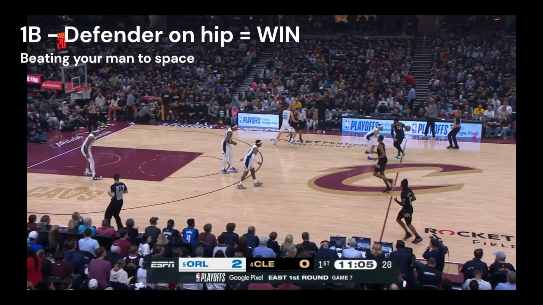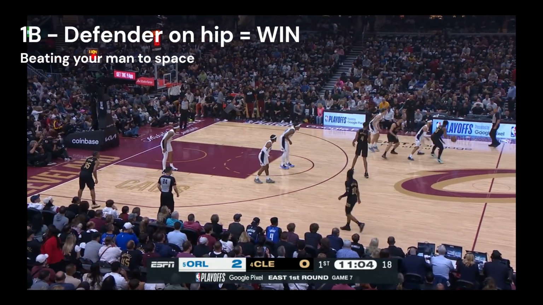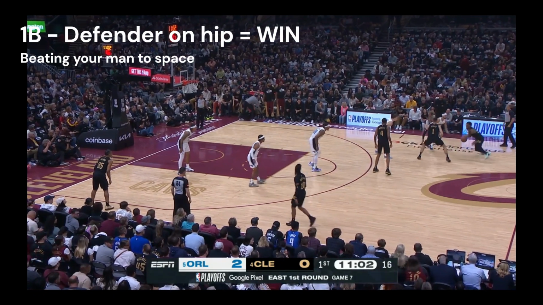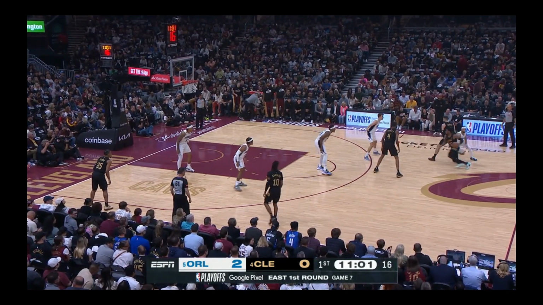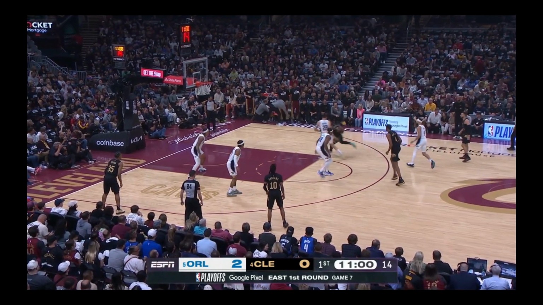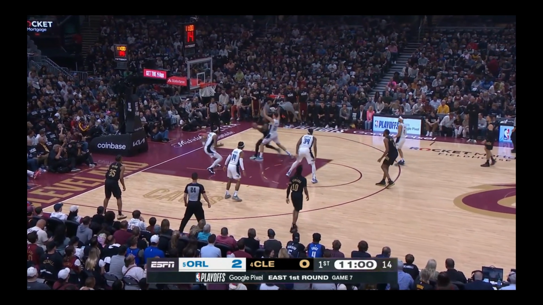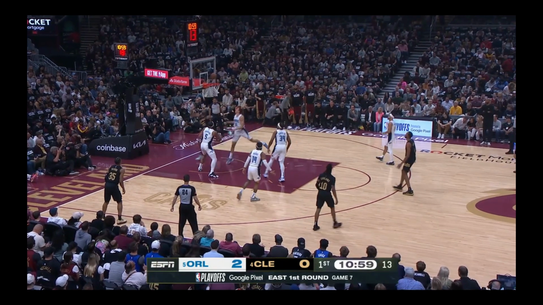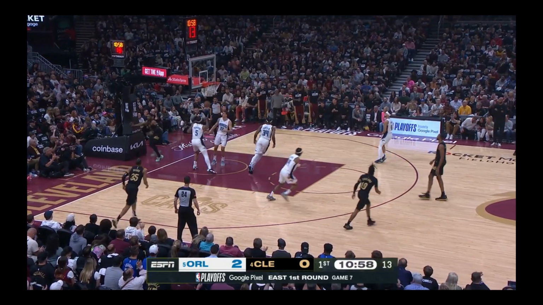Situation 1B. For players driving the ball to the basket, you have won the battle to the hoop when you get the defender on your hip. Don't stop if the defender is pushing you. Push back. Finish the play at the rim. Textbook example by Mitchell here, not giving up when the taller defender is locked to his hip.